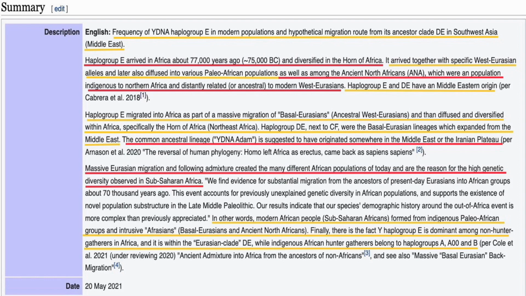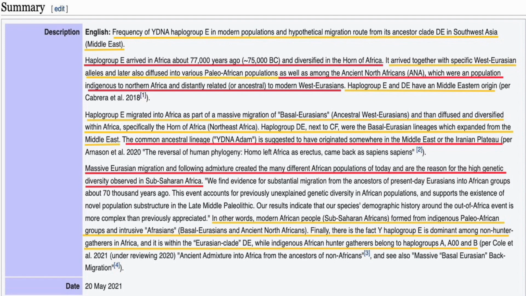Massive Eurasian migration and following admixture created the many different African populations of today and are the reason for the high genetic diversity observed in sub-Saharan Africa. In other words, modern African people, sub-Saharan Africans, formed from indigenous Paleo-African groups and intrusive Afro-Sans, basal Eurasians and ancient North Africans.